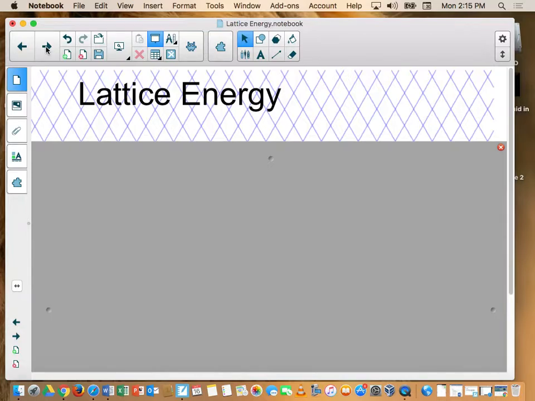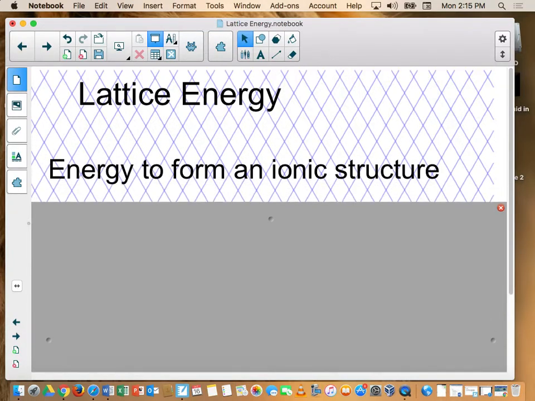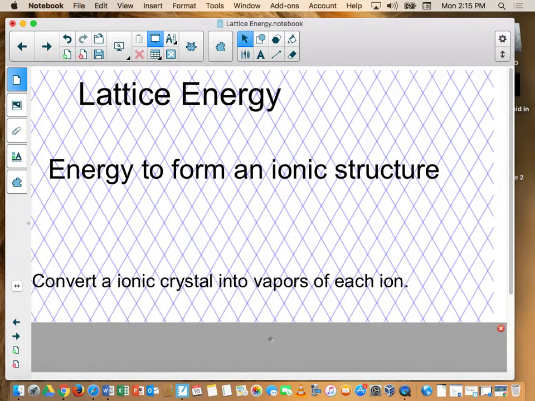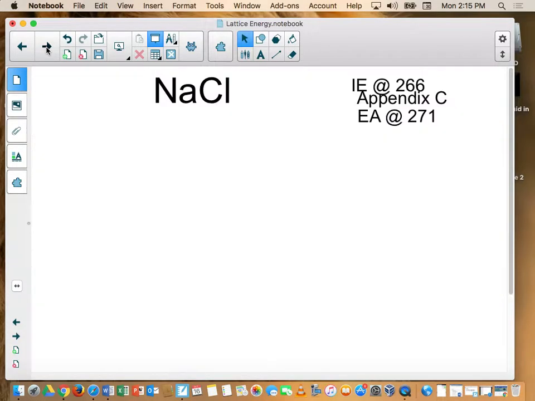Now, we are also going to look at something a little different, lattice energy. Lattice energy is the energy to form an ionic structure. To do this, we're going to convert ionic crystals into vapors of each ion. We're going to use Appendix E and pages 260, ionization energies on page 266, electron affinity on page 271, and Appendix E. So for the Appendix E, that is the formation reactions.